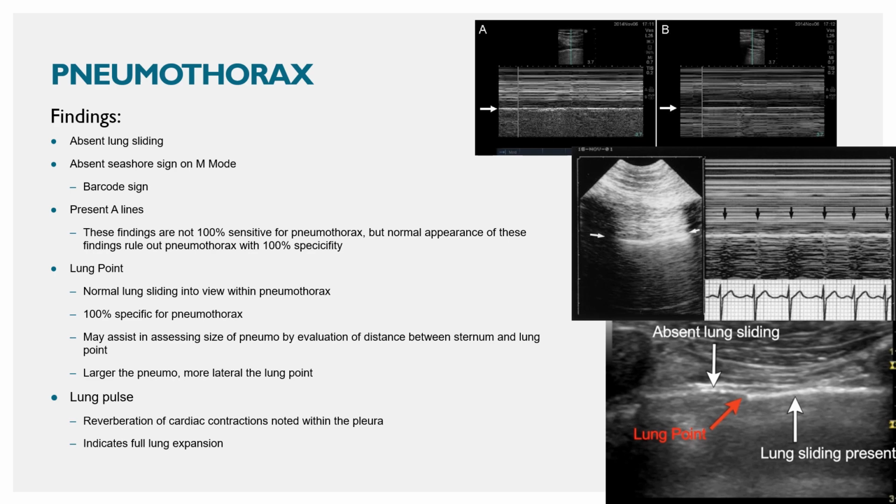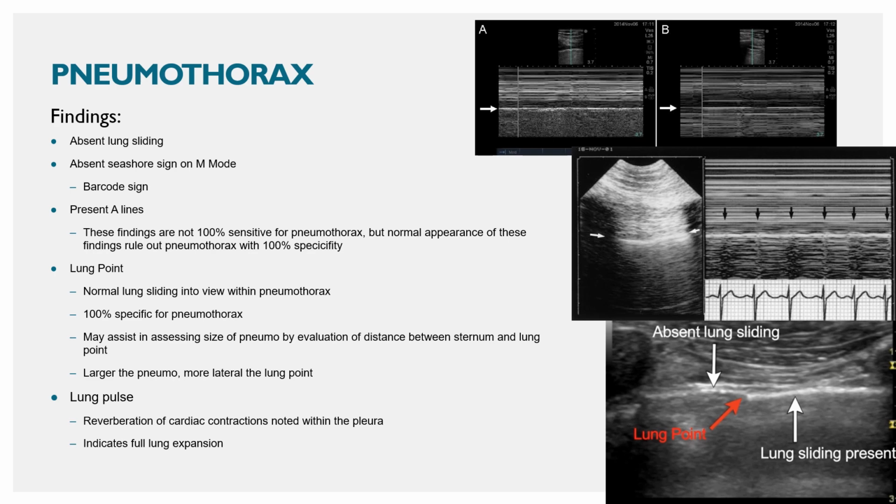So we'll start with the pneumothorax because that's probably one of the most likely findings you're going to be looking for. So we talked about last week how we're going to be looking for absent lung sliding, and we're going to be doing that at that pleural level. So if we have good lung sliding, we should see what we call the seashore sign.